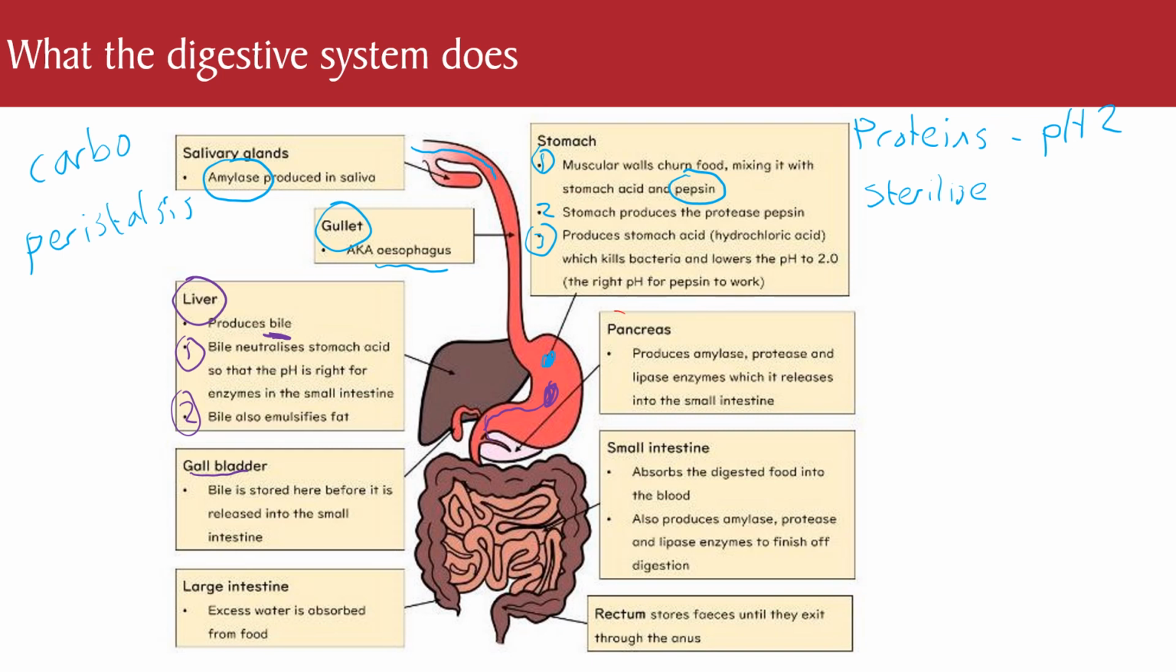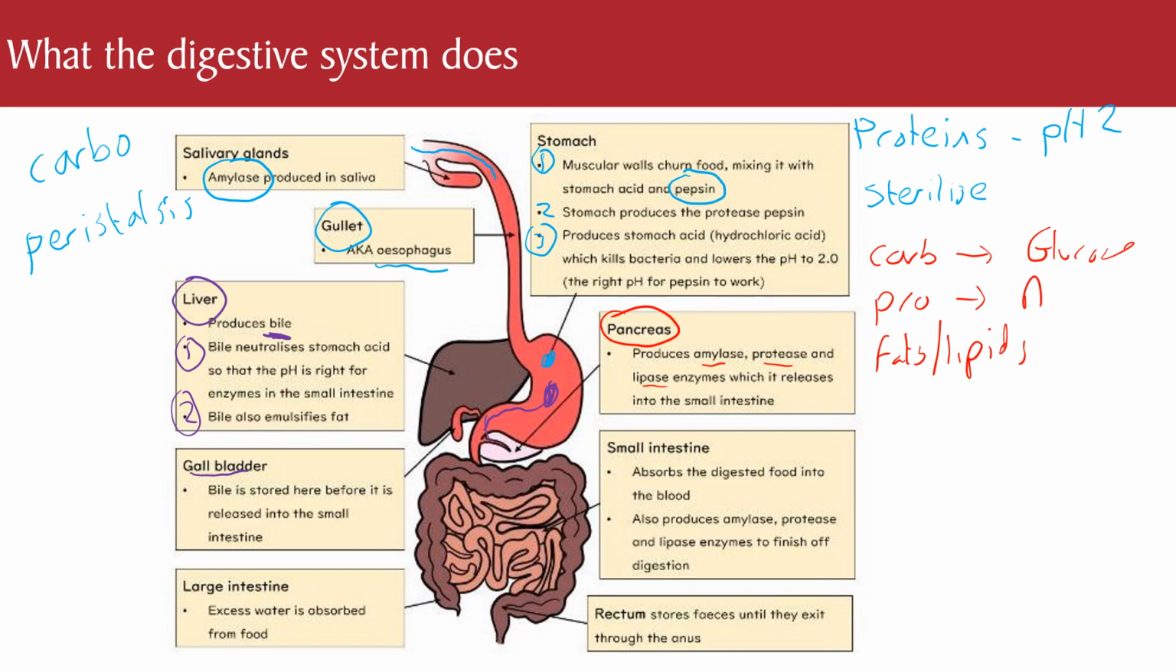The other one is the pancreas. The pancreas produces amylase, proteases, and lipase, which break down carbs, proteins, and fats. I like putting lipids because that's the technical name for it. Carbohydrates are broken down into glucose.